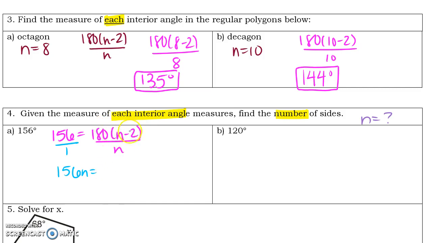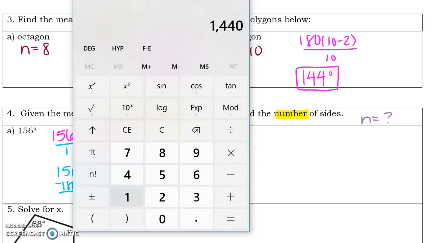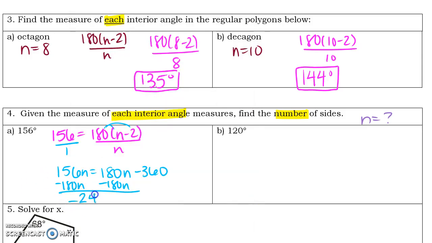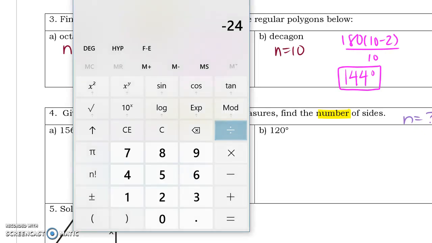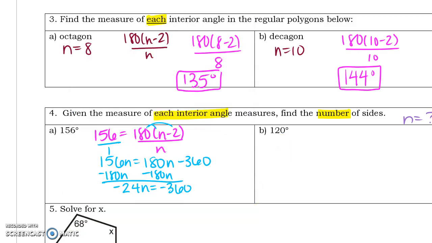equals, and we can go ahead and distribute here, 180n minus 360. Okay, we need to get n by itself, so move over 180n. So 156 minus 180 gives us negative 24n equaling negative 360. I'm going to move this up because I'm not giving myself enough room. And then, to get n by itself, we divide by negative 24. Or you divide 360 by 24. So we should get n equaling 15.